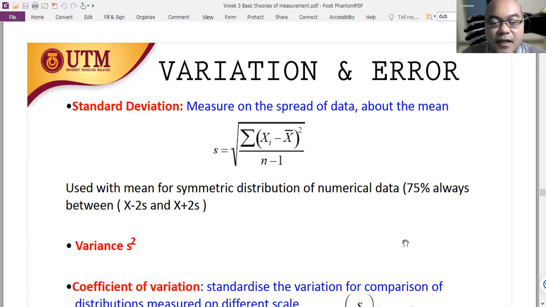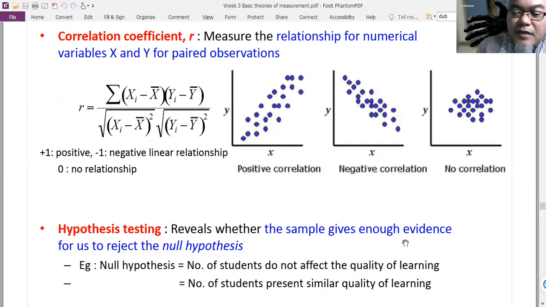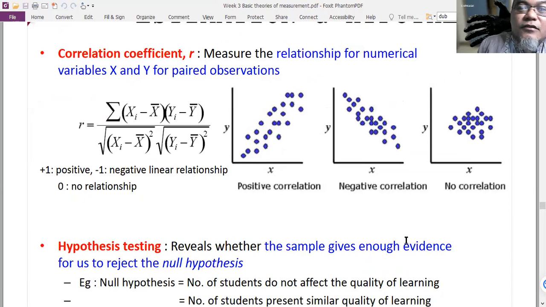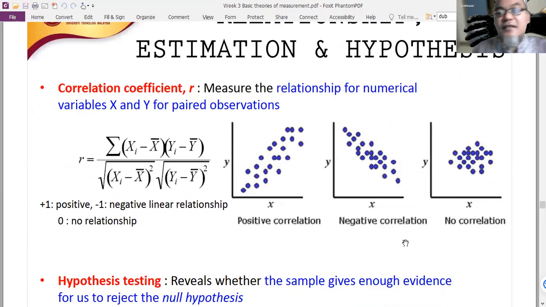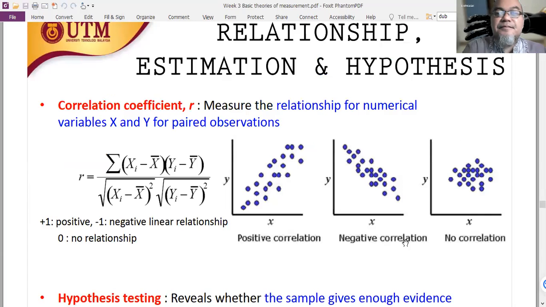We've discussed variance, which is the square of standard deviation, CV, coefficient of variation, and standard error of measurement, SEM, then correlation coefficient. This is not yet covered. So after standard error of measurement, how do we know that two variables are related?